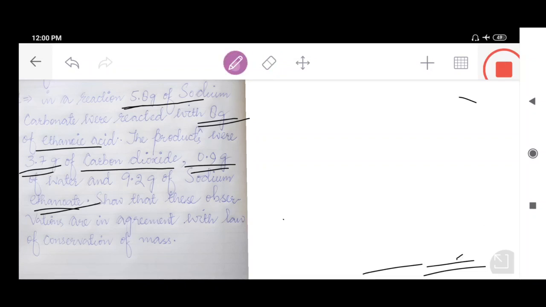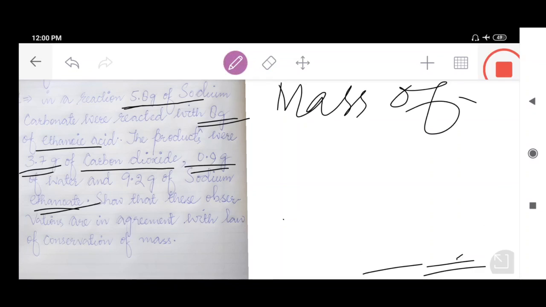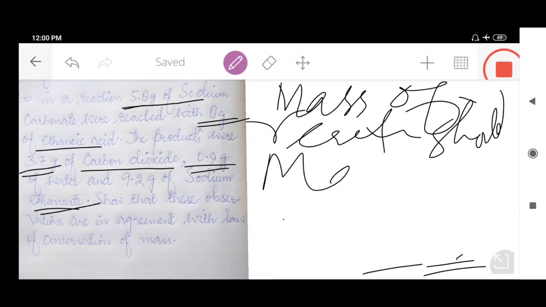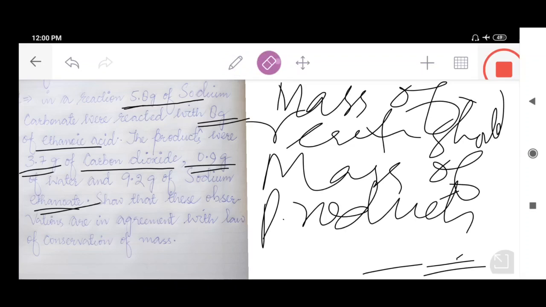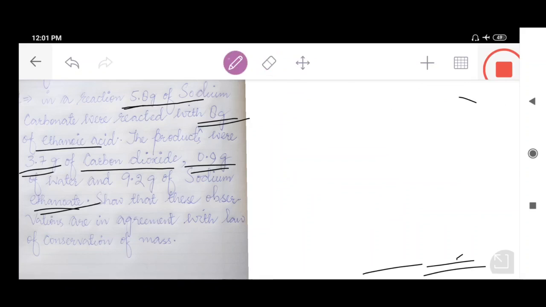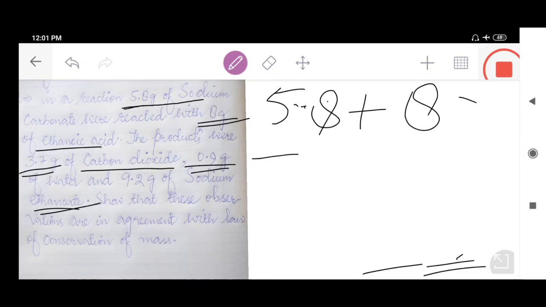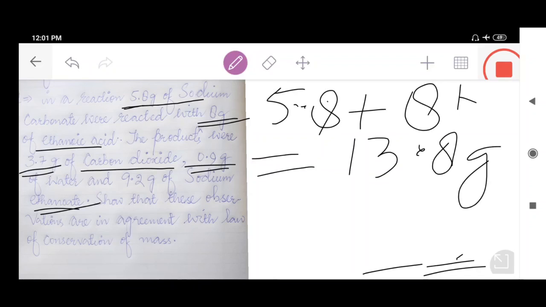So according to the law of conservation of mass, the mass of reactants should equal the mass of products. Look, the mass of the reactants is, first reactant sodium carbonate, that's 5.8 plus 8 grams of ethanoic acid, that equals 13.8 grams. It's the mass of sodium carbonate and the mass of ethanoic acid.